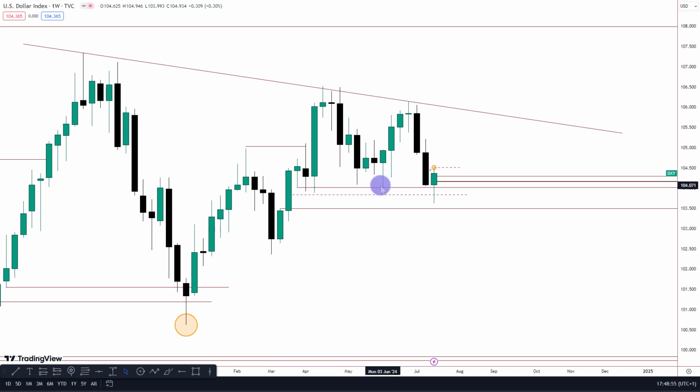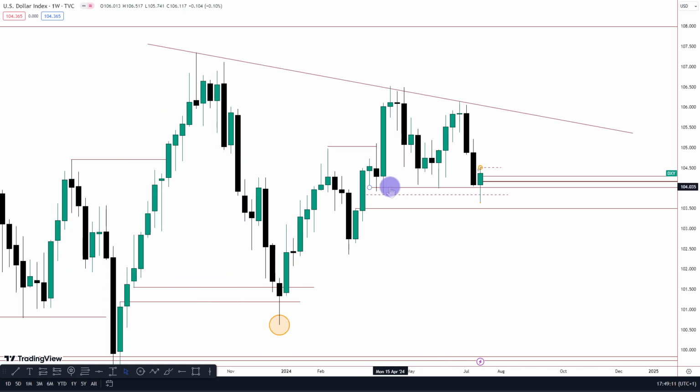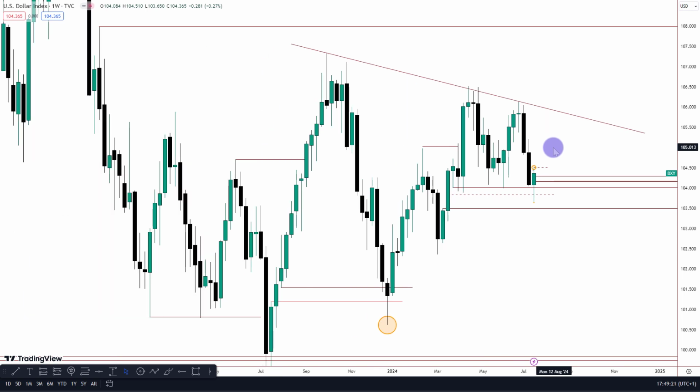Remember, all the time I emphasize that one hack to identify draw on liquidity is to identify the liquidity pool and a fair value gap below it, or an institutional reference point below it, for sell side draw on liquidity. And if you want to identify buy side draw on liquidity, identify relative equal highs, old highs, and a fair value gap above it, or any institutional reference point above it. That is a quick hack to know where the draw on liquidity is headed.